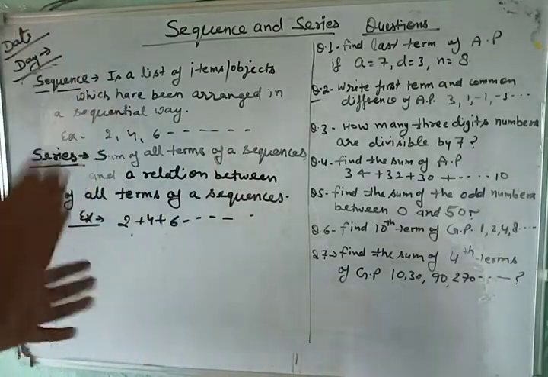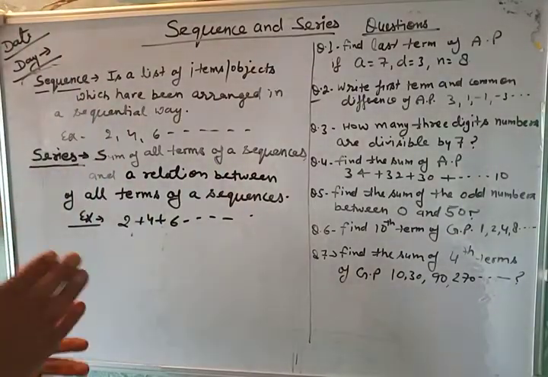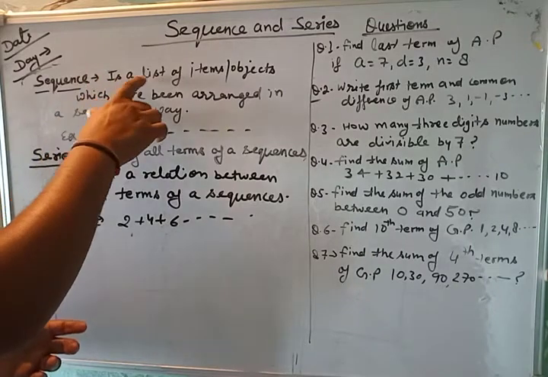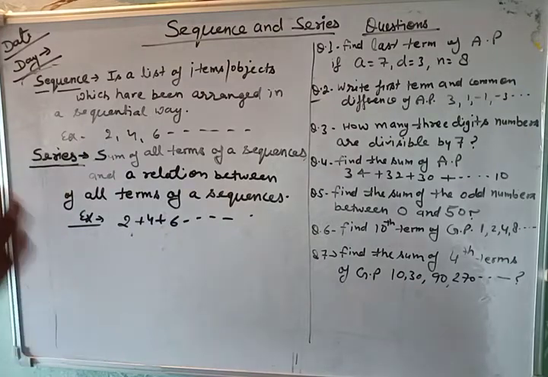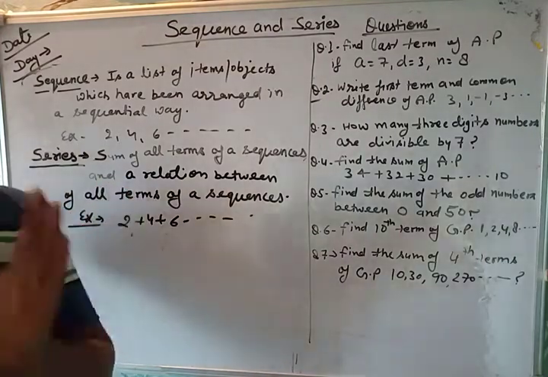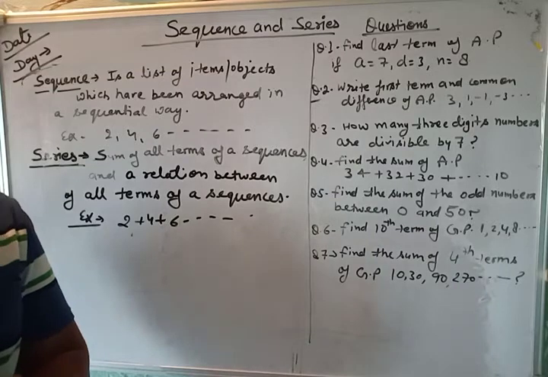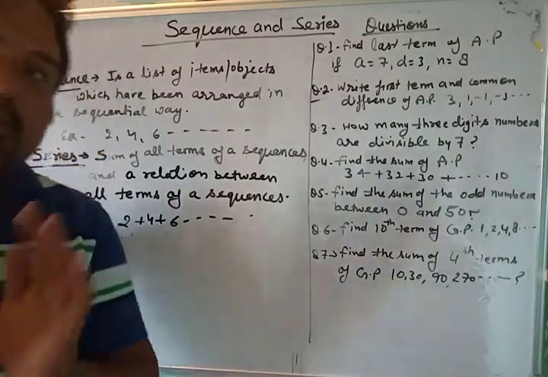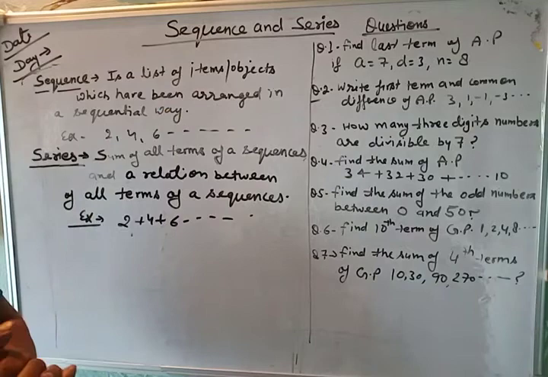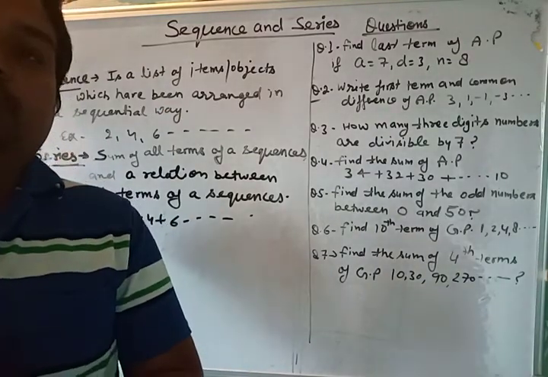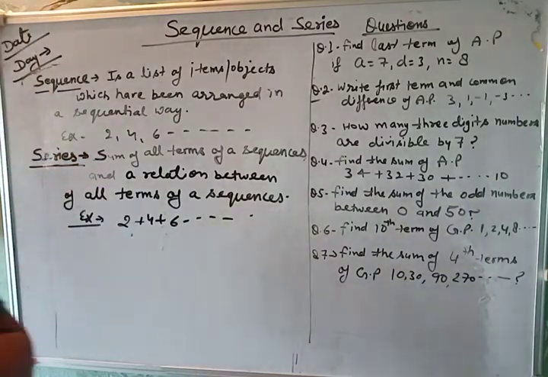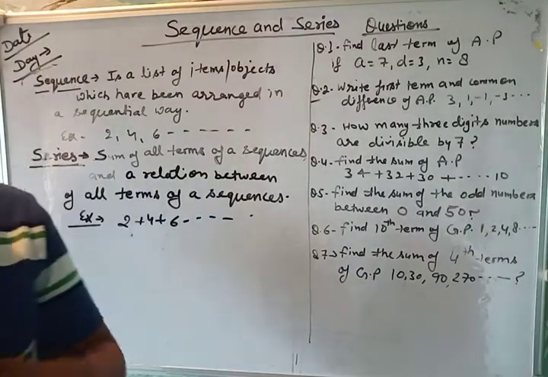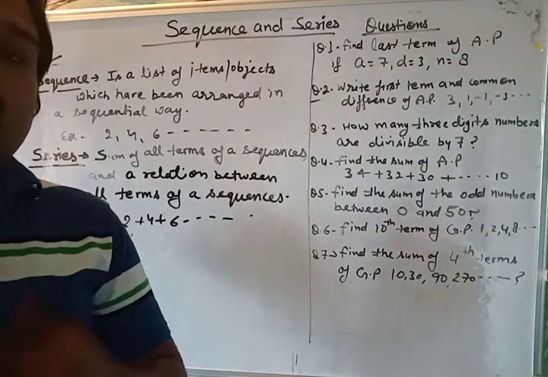And what is a sequence? A sequence is a list of items or objects which have been arranged in a sequential way. It means we arrange any items and objects in a sequential way, that is called a sequence. Now the series: the sum of the terms of a sequence, or you can say a relation between all terms of a sequence, is called a series.